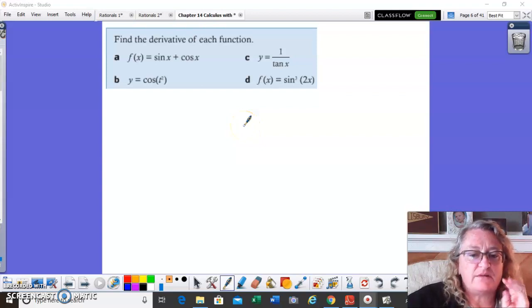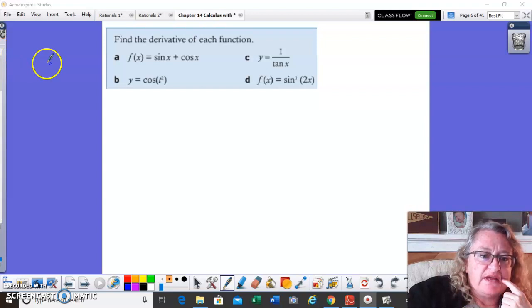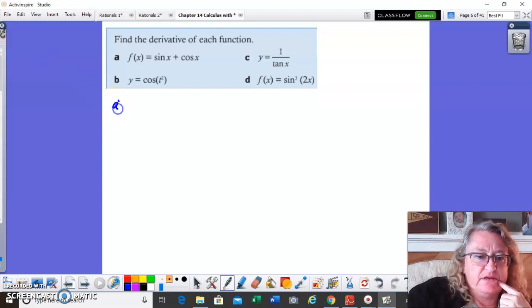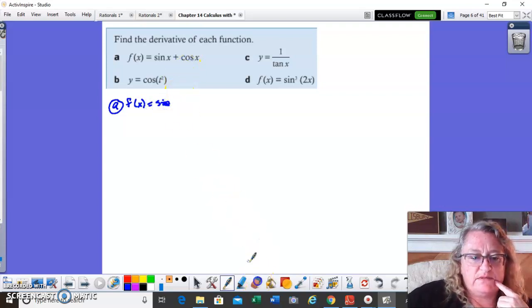Okay, so let's go start playing with these things. So letter A, we need to find the derivative of f of x equals sine x. Wow, that was ugly.